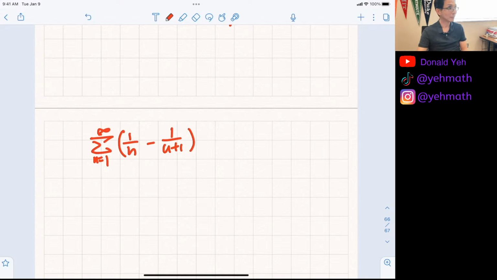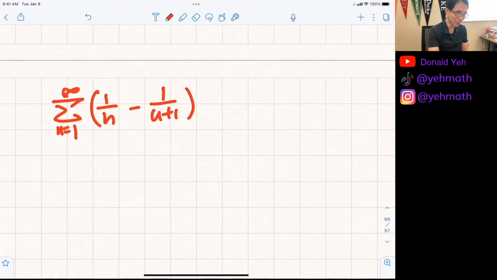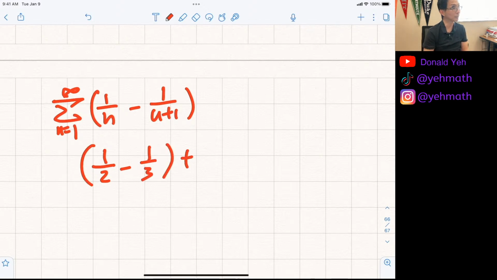Ooh, somebody already read out a term. Good job. If n equals 1, it's 1/2 minus 1 what? 1/3. Keep on going. You're going to see something. 1 what? 1/3 minus 1/4. 4th minus 1.